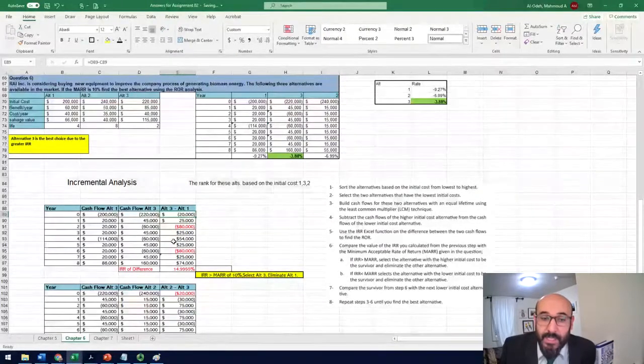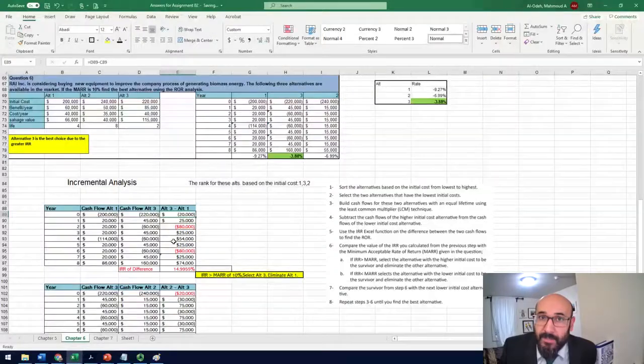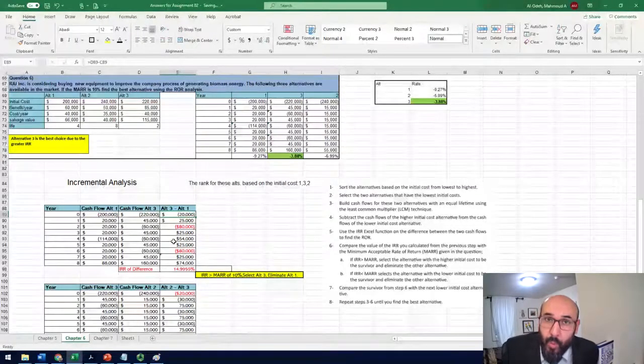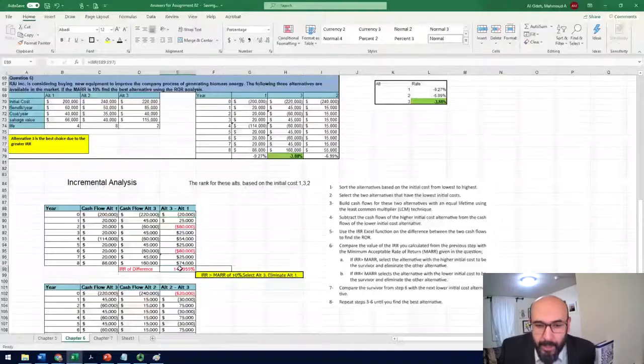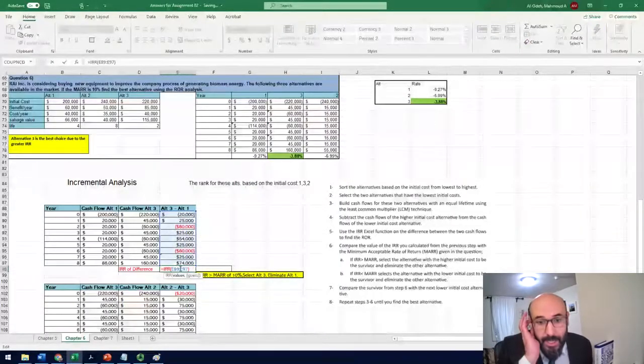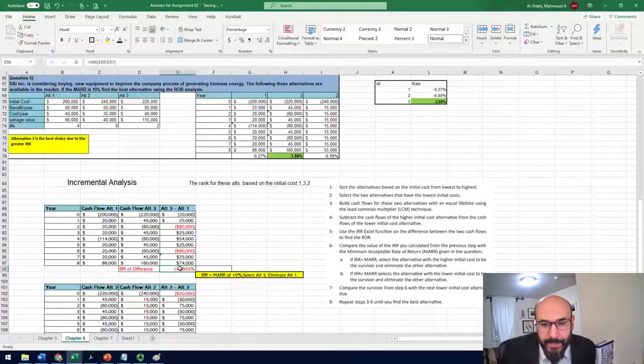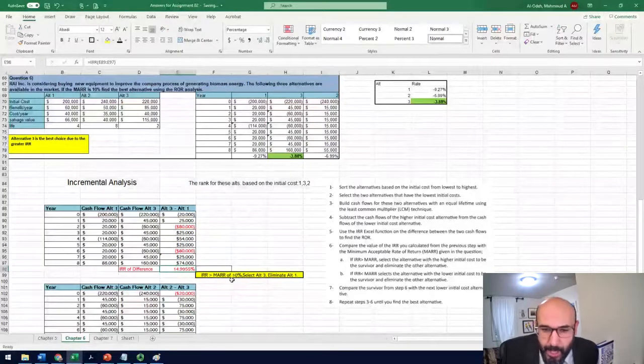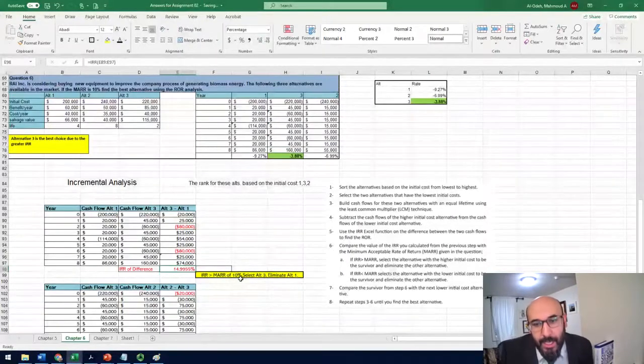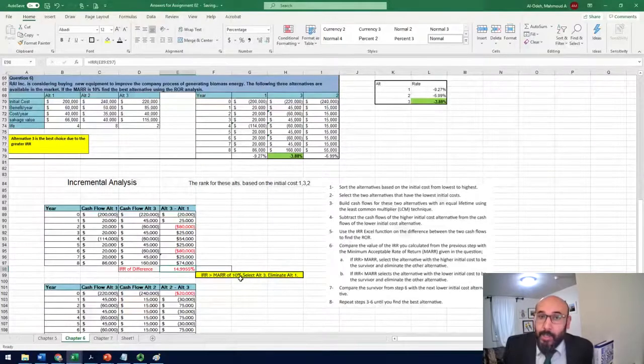And once you have this difference between the cash flow of alternative 3 and cash flow 1, you take the IRR. All right, this is not going to make anything, it's just going to give you an idea on which one we should select and which one we should eliminate. Looking into the IRR, it's higher than the MARR, which is the 10%. Therefore, we should select alternative 3, and alternative 1 is out of the game. Now the game is between alternative 3 and alternative 2, because we eliminated 1.